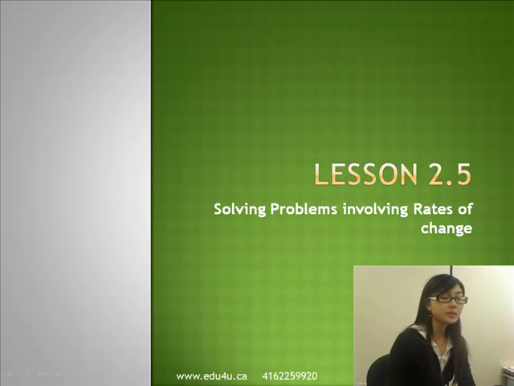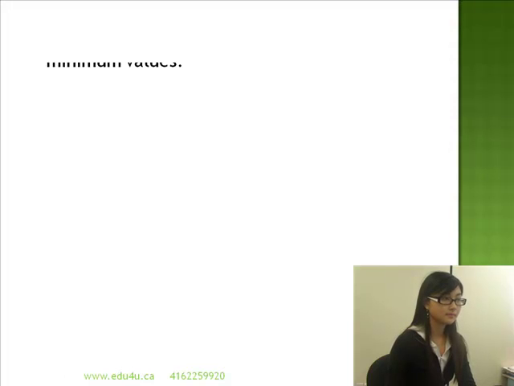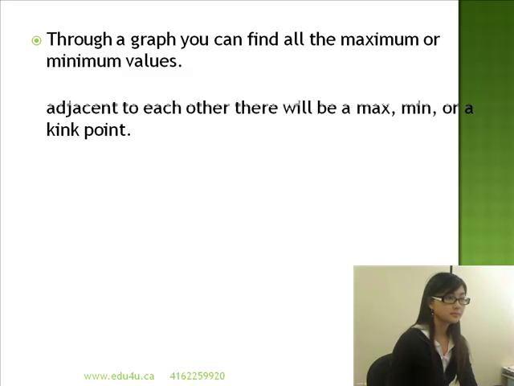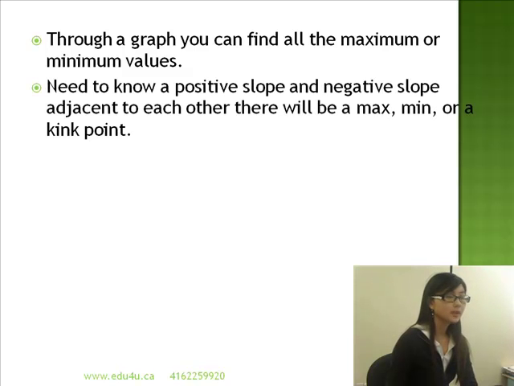Hi everyone, today we're doing lesson 2.5, solving problems involving rate of change. Just by looking at a graph, you can find all the maximum or minimum values. You can do this by knowing a positive slope and a negative slope adjacent to each other. There will be a maximum, minimum, or a kink point.